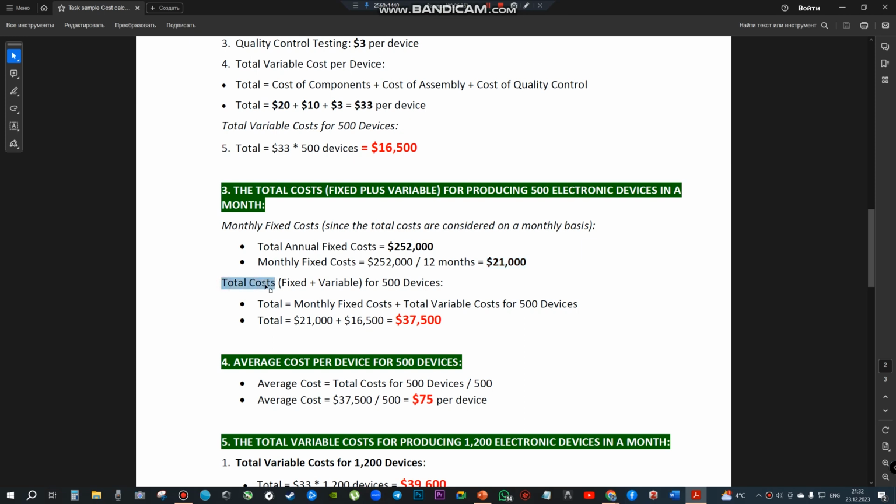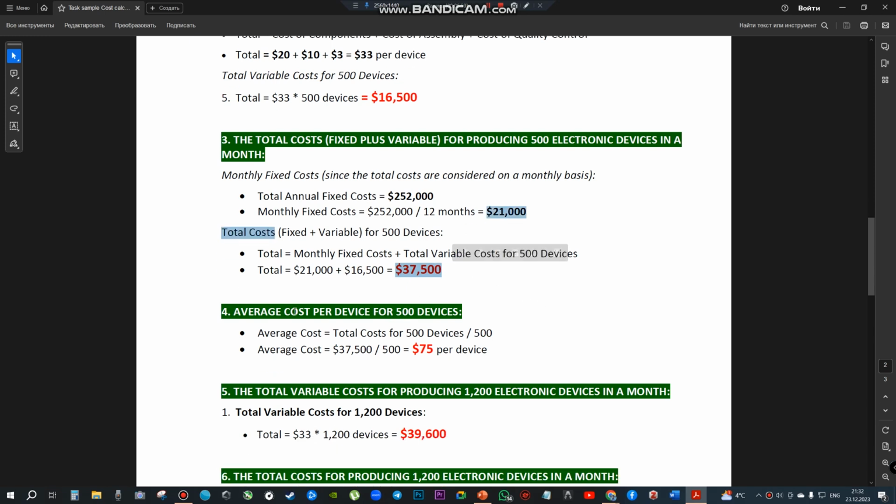And remember that total cost includes both fixed and variable ones. We know the fixed ones on a monthly basis, and everything we have to do is just sum up the monthly fixed cost with the total variable cost for 500 devices. So pretty easy. We know this number, the total variable cost, this one. So 21,000 plus 16,500, and the result we have is $37,500. You received your answer.